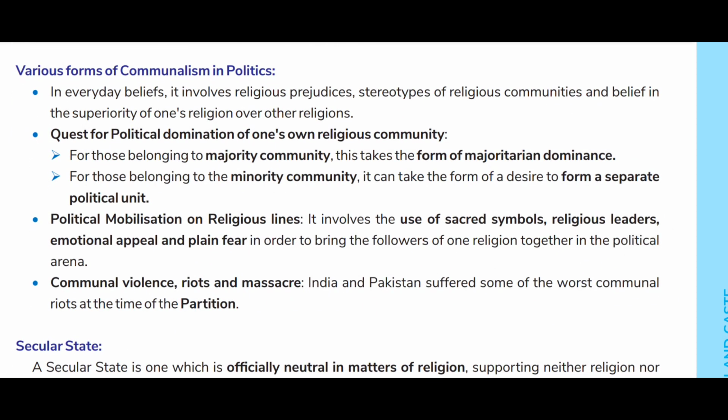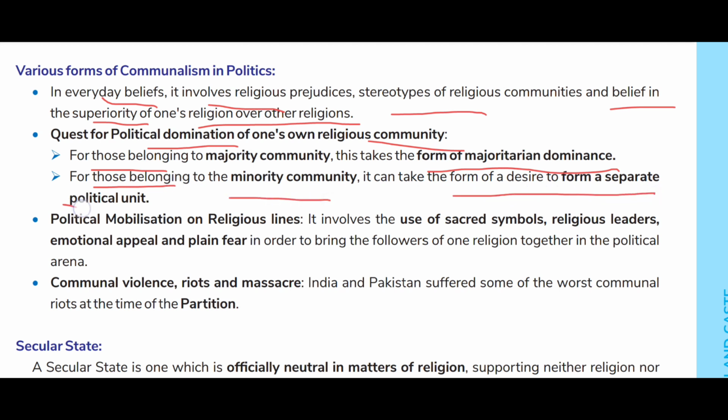Various forms of communalism in politics. In everyday beliefs, it involves religious prejudices, stereotypes of religious communities, and belief in the superiority of one religion over other religions. Quest for political domination of one's religious community: for those belonging to the majority community, this takes the form of majoritarian dominance. For those belonging to the minority community, it can take the form of desire to form a separate political unit.